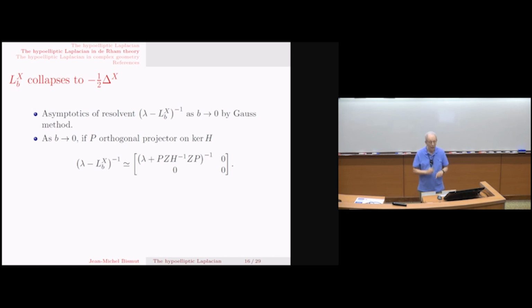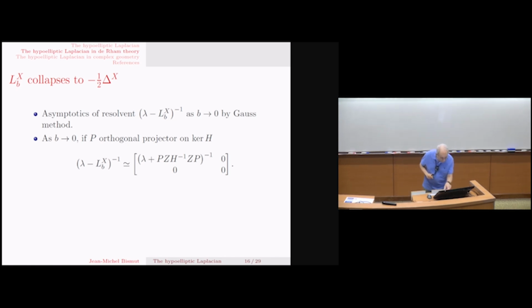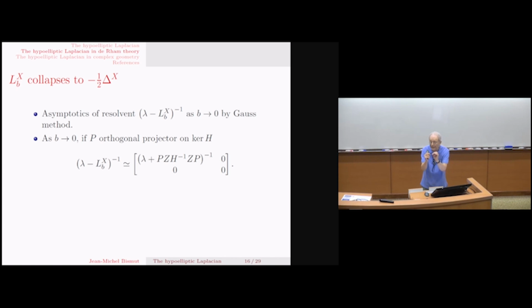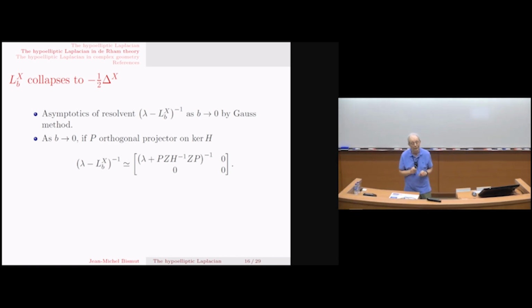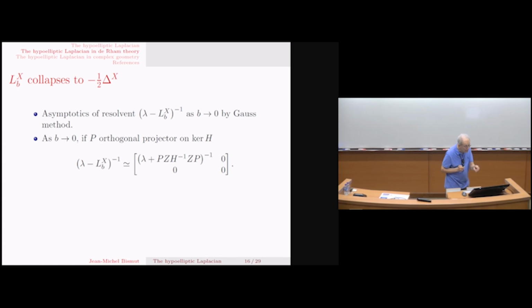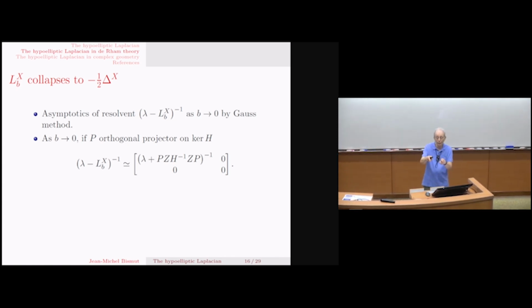It concentrates on the kernel of H, and actually the leading term that you obtain as b tends to 0 is itself a resolvent, something which is highly nonlinear in the coefficients. It's a resolvent of P Z H^-1 Z P, where P is the orthogonal projector on the kernel. Okay, so in other words, this resolvent collapses to the resolvent of an operator acting on a smaller space, which is the kernel of H.